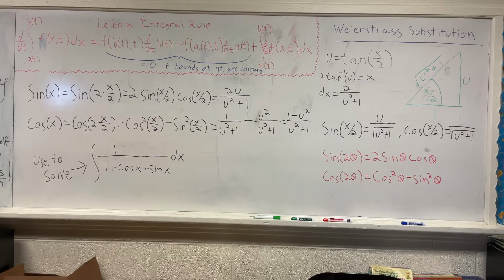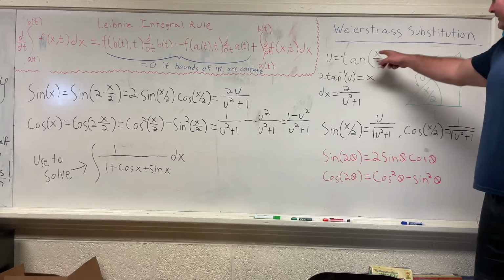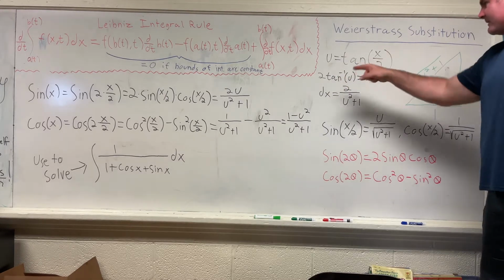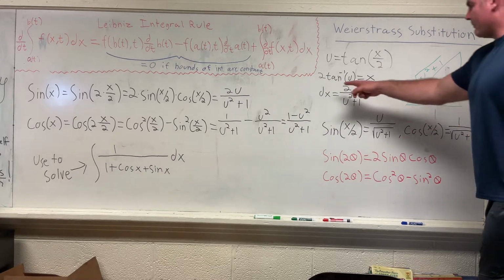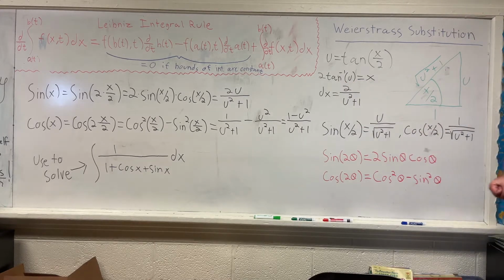But anyway, so what you do is you make the substitution u is equal to the tangent of x over 2. And I represented that fact here in this triangle. u over 1 is equal to the tangent of that angle x over 2. And from there, just do a little manipulation on that. You get 2 tangent inverse u is equal to x. You get that by taking the arctangent on both sides and then multiplying by 2. And from there, it's easy to get dx is equal to 2 over u squared plus 1 (du).